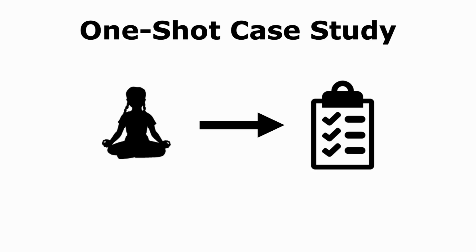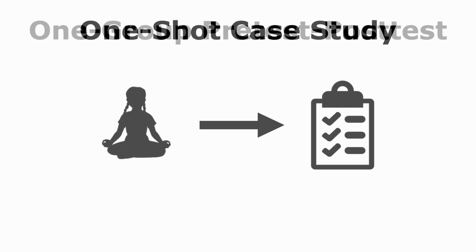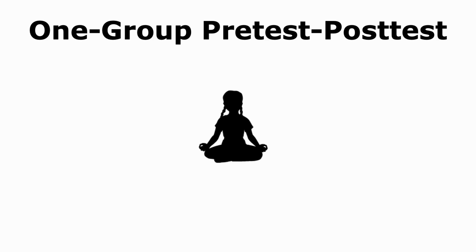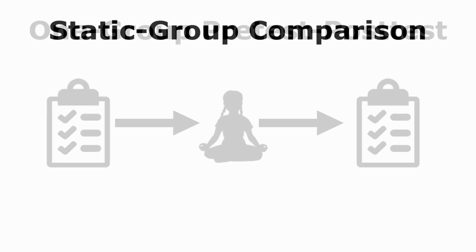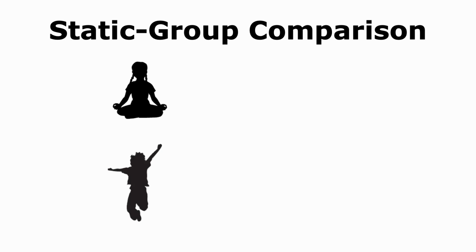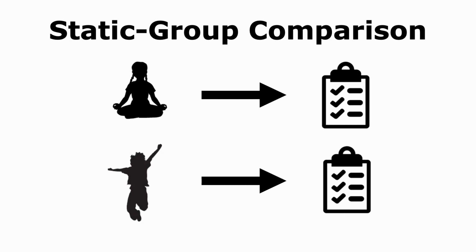So in a one-shot case study, you introduce the treatment and then you make observations about it. A related weak pre-experimental study is the one-group pretest-posttest. This design involves one group that is pre-tested, they're exposed to that treatment, and then they're post-tested. The static group comparison is another weak experimental design that involves at least two non-equivalent groups. One receives a treatment and both are post-tested.